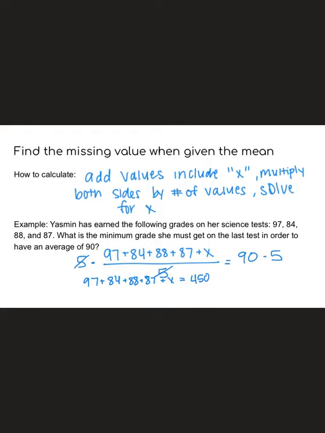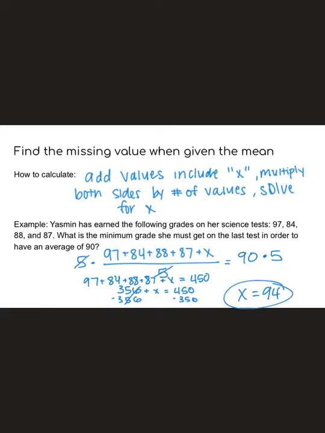I'm going to simplify here. I'm going to add all these values together that I can. It's going to give us 356 plus x, because we don't know that one, and it's going to equal 450. We want x alone, so we're going to subtract 356 from both sides. Those go away. We end up with x equals 450 minus 356, which is 94. So she needs to get a 94 on her last test to have an average of 90.